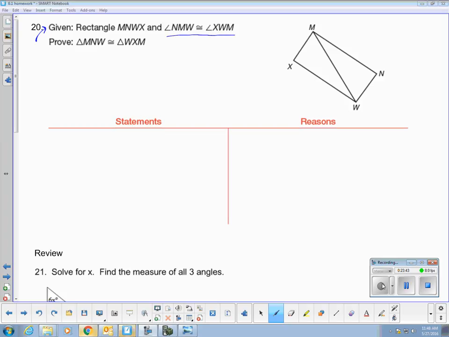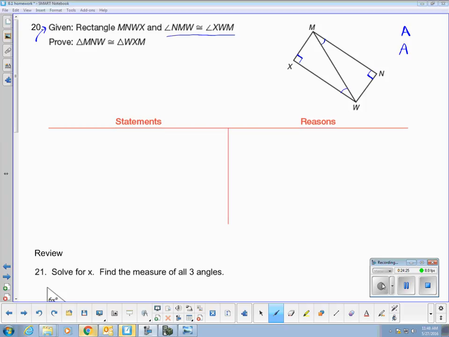Also, it says that angle NMW is congruent to angle XWM. That's this angle right here. All right, so we have a pair of congruent angles. And then because we have a rectangle, we know that all the angles in a rectangle are 90 degrees. So I can put a 90-degree angle here in this triangle, and I can place a 90-degree angle here in the second triangle. So far I have one pair of angles that are congruent and another pair of angles that are congruent.